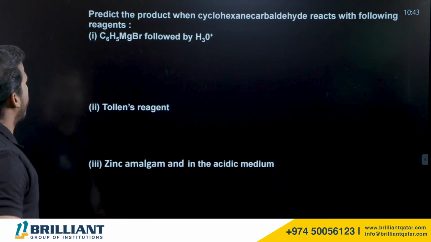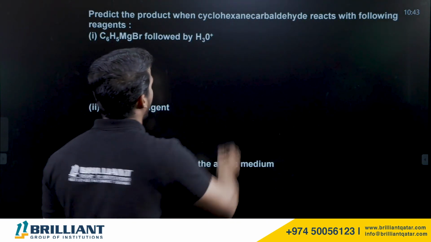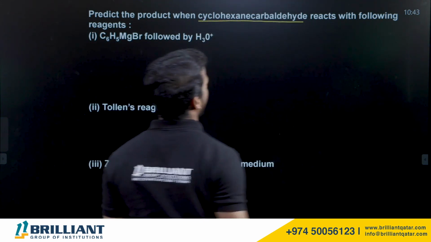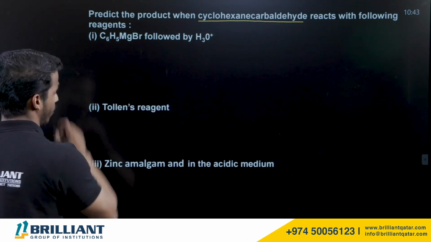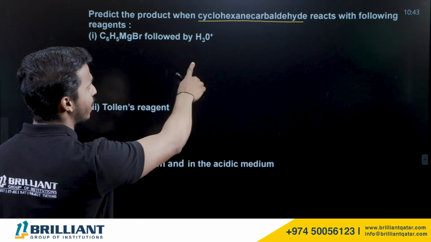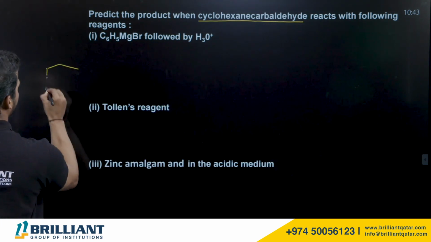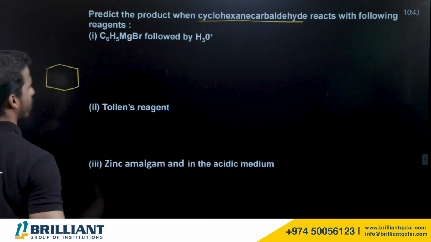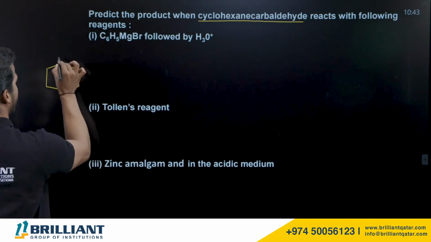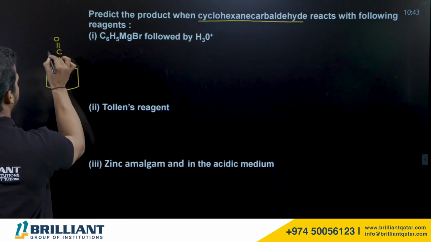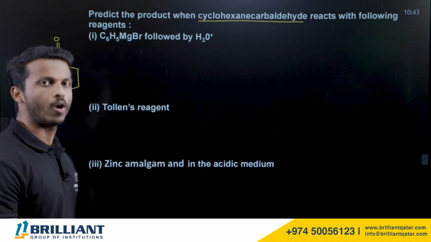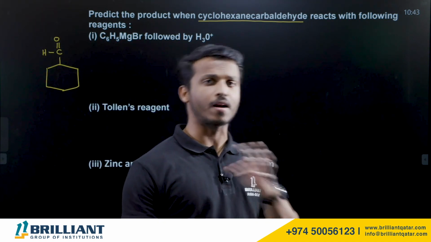Next question. Predict the product when cyclohexane carbaldehyde reacts with the following reagent. Okay, what is your starting material? Cyclohexane carbaldehyde. What is cyclohexane? You know, this is called cyclohexane. Carbaldehyde means there is an aldehyde group. This is the compound called cyclohexane carbaldehyde.